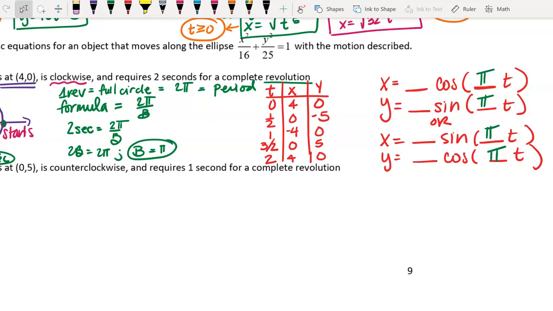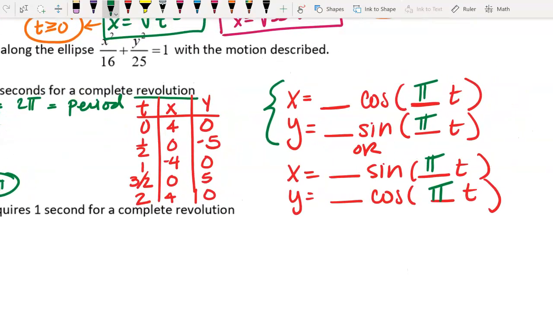But then what would be the amplitude? So this is what we are going to use based on the information. What would be the amplitude? Again, at time equals 0, what is the actual x value? It's not 1, it's actually what? 4. So your amplitude has to be 4.